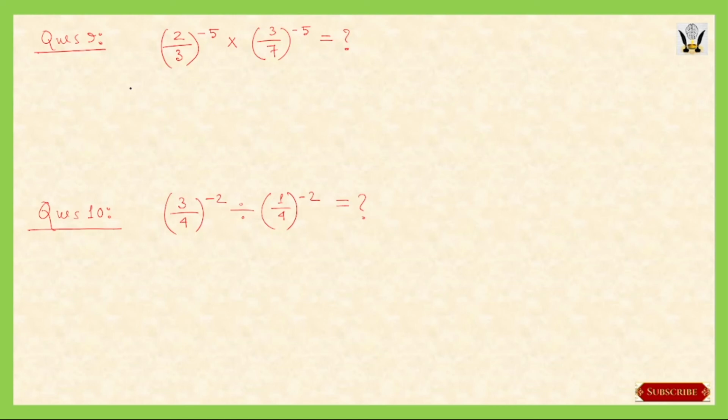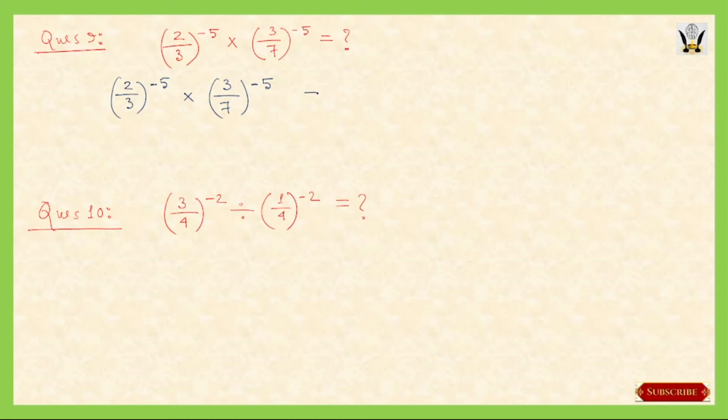The next question is (2/3) to the power minus 5, multiplied by (3/7) to the power minus 5. One interesting point here is that both rational numbers have negative exponents, but both exponents are the same.